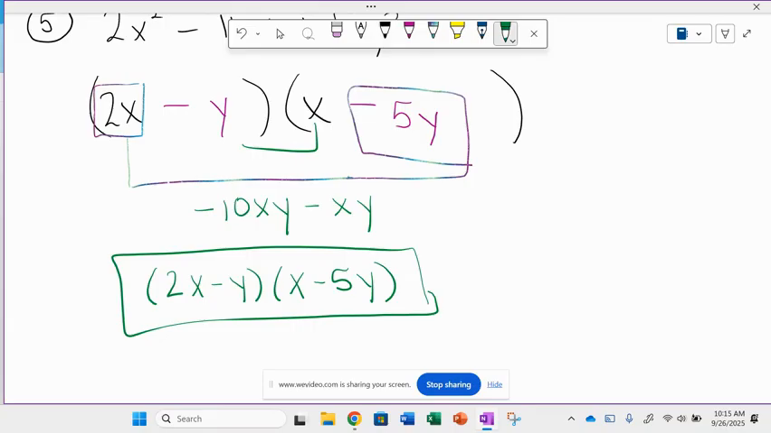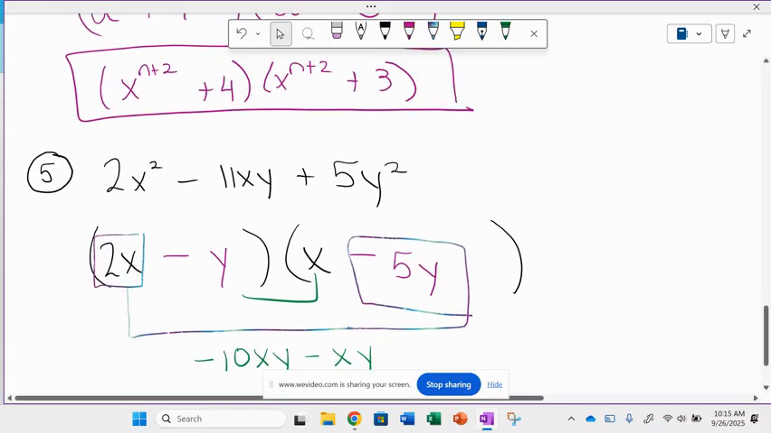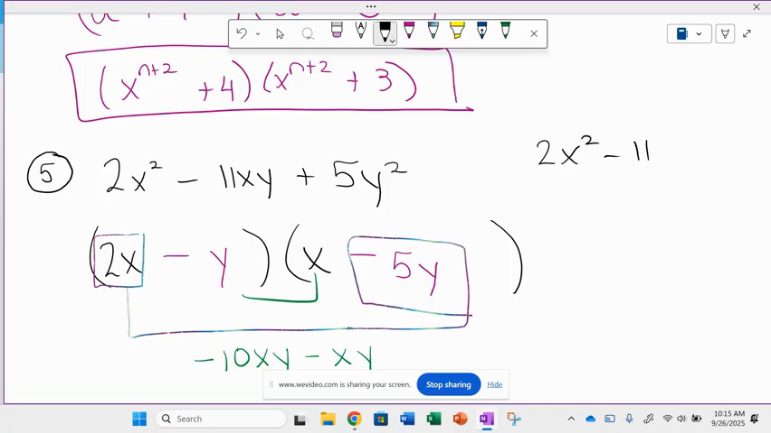This would be... You would do this with earmuffs the same way. You would just ignore the y and then add it in the parentheses at the end. So with earmuffs, let's say we're pretending we're ignoring the y, right? So then you would do 2x squared minus 11xy plus 5y squared.